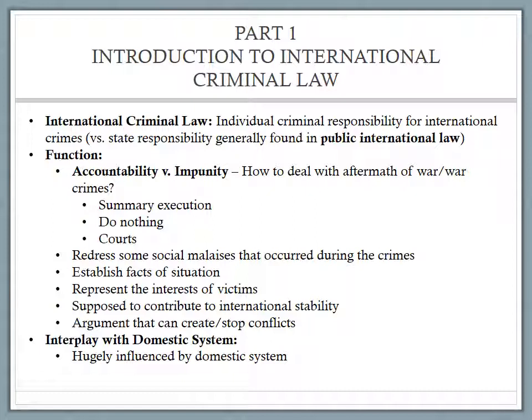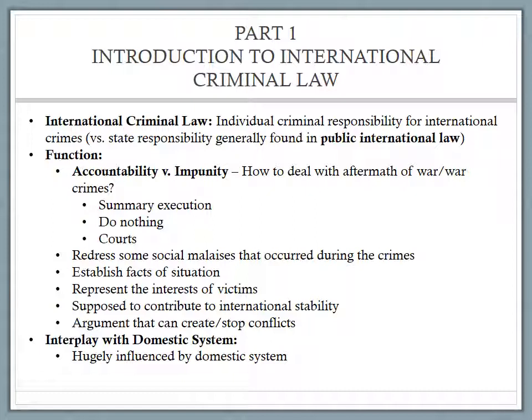Another function of international criminal law is to try to redress some of the social malaises that occurred during the crimes, to provide an opportunity to establish the facts of a given situation or an atrocity situation. Another function of international criminal law is to represent the interests of victims.